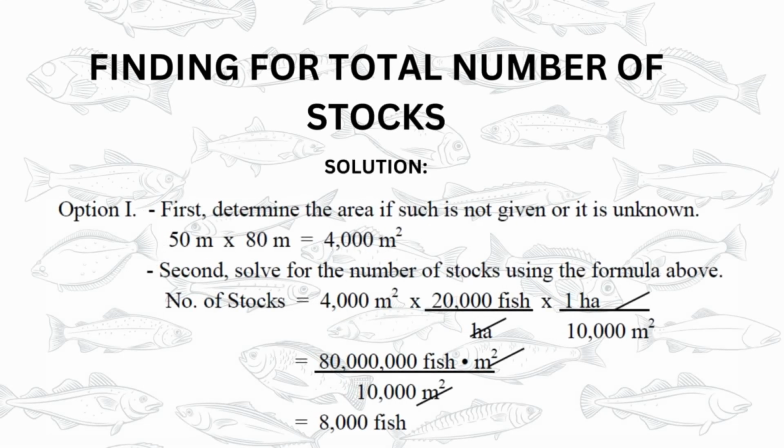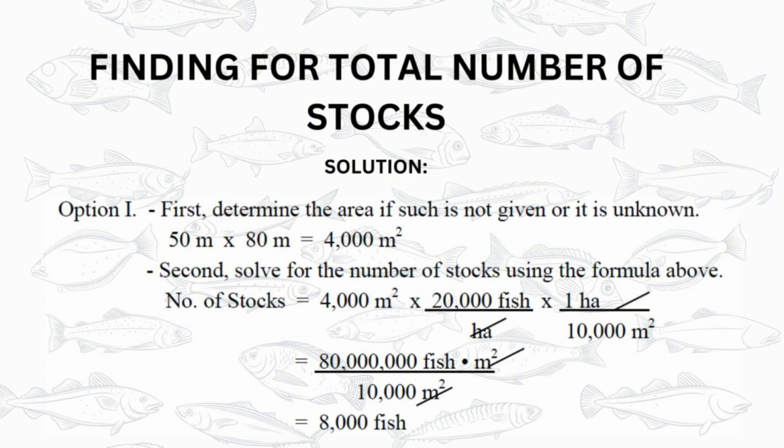For option 1, first determine the area, if such is not given or it is unknown. So 50 meters will be multiplied by 80 meters to get the 4,000 square meters. Second, solve for the number of stocks using the formula above.